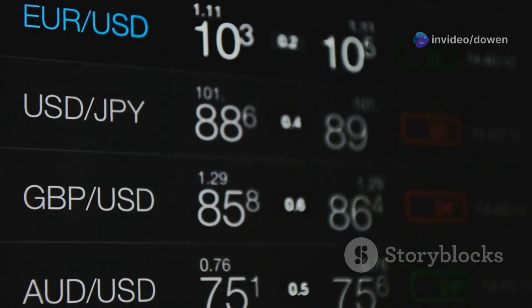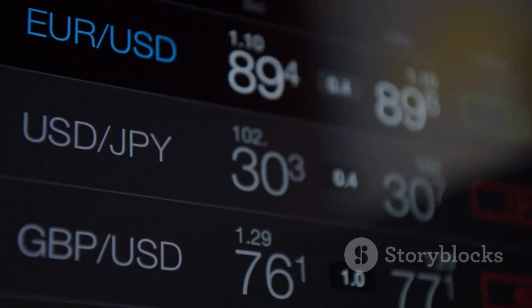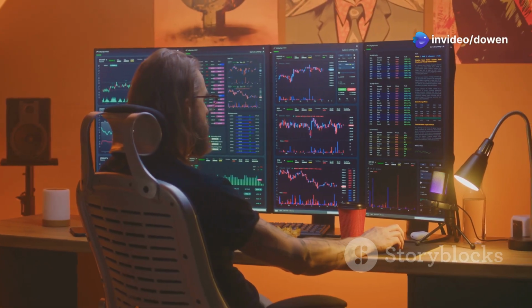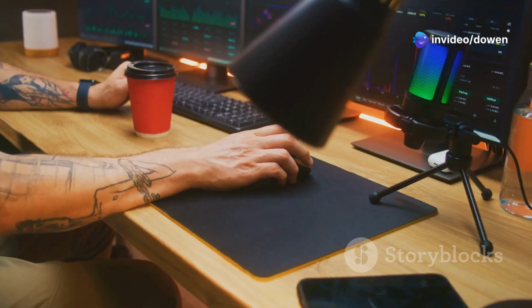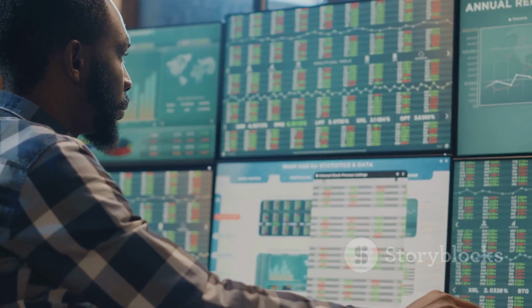A currency pair quite simply shows you the value of one currency against another. For example, EUR/USD tells you how many US dollars you need to buy 1 euro. You are never just buying euros in isolation in the Forex market. You are always buying one currency and simultaneously selling another. This is a fundamental concept.